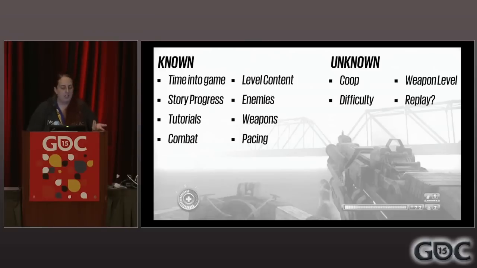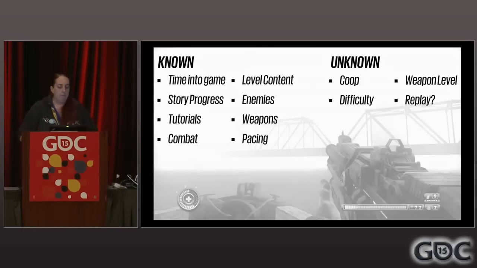And there's a handful of things I don't know. I don't know if they're in co-op. I don't know if they have a co-op buddy. I don't know what difficulty level they're on. The weapons leveled up based on how often the player used them, so that was another variable that you don't actually know. And maybe the player's playing this game for the 5th time because they really like the game.